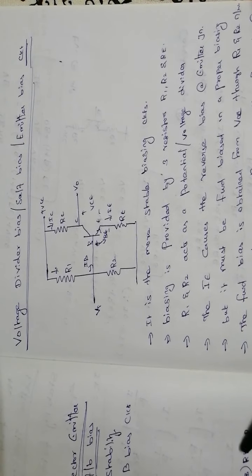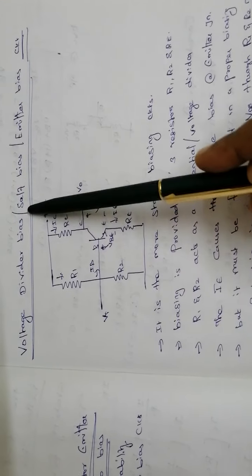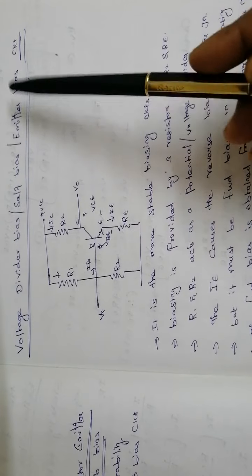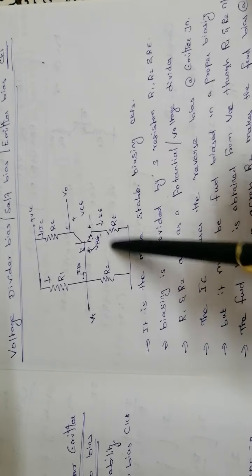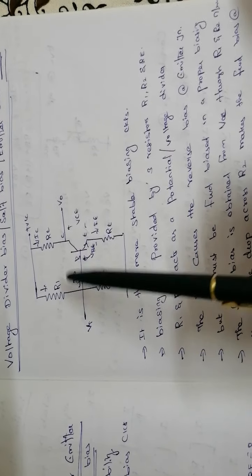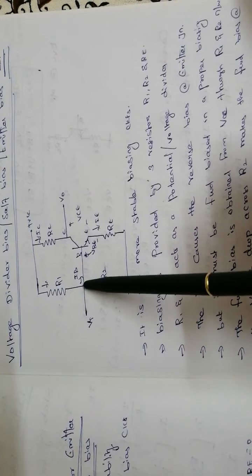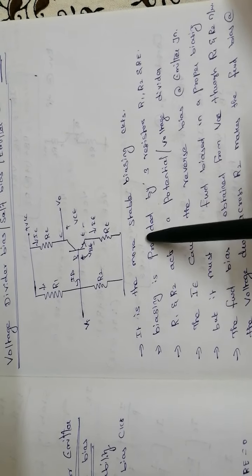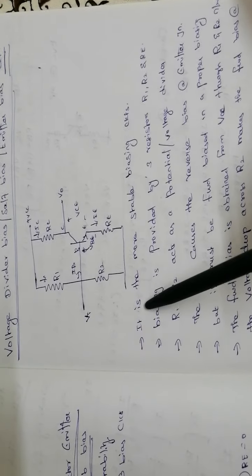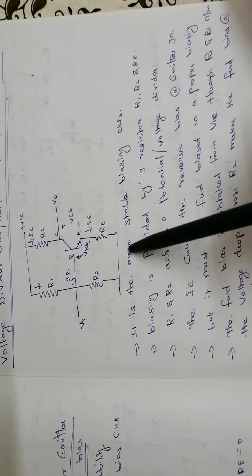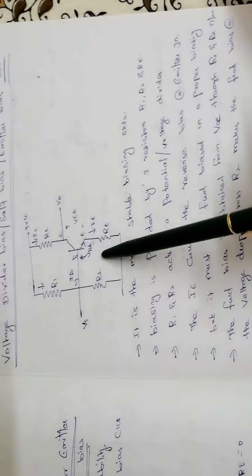Okay, next topic is voltage divider bias, or self bias, or emitter bias circuit. So this is the circuit diagram of the voltage divider bias circuit. This circuit is a more stable biasing circuit when compared to the previous two methods, that is fixed bias and collector to base bias. So this emitter bias, that is voltage divider bias, provides better stability.